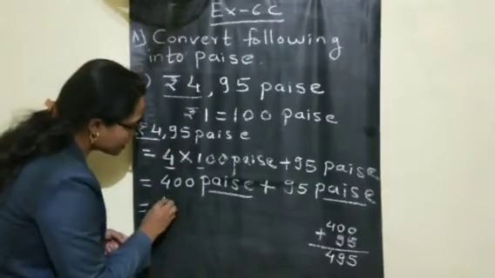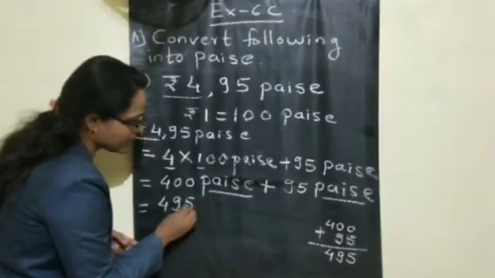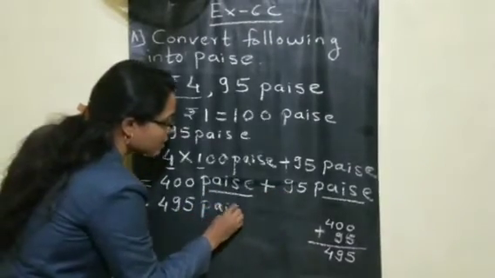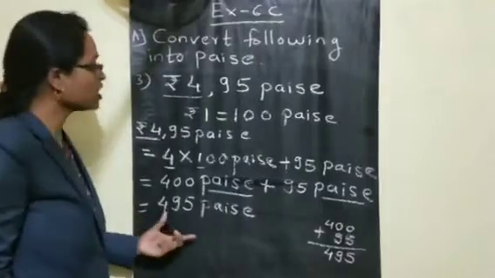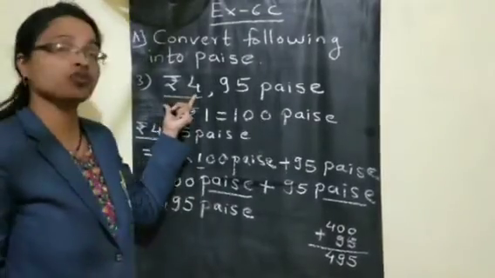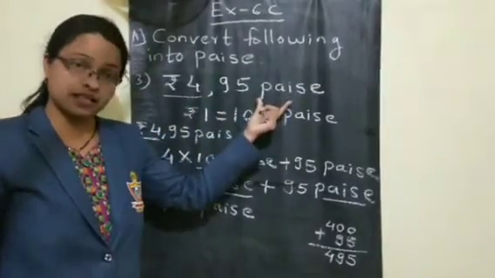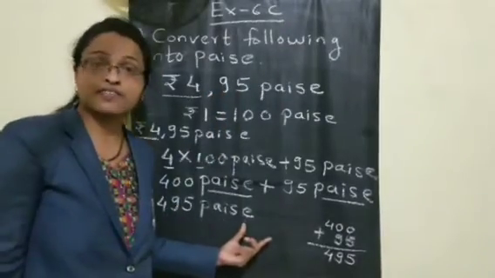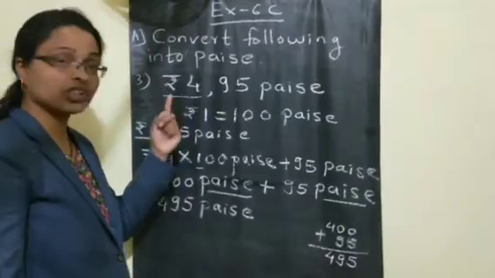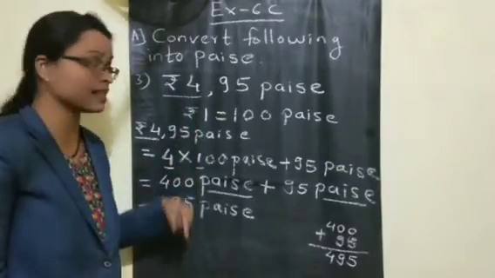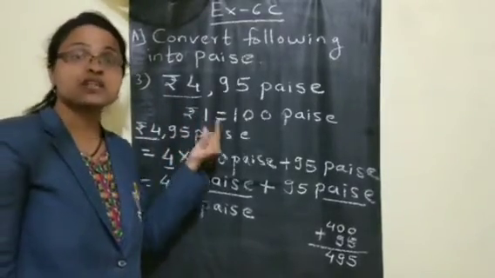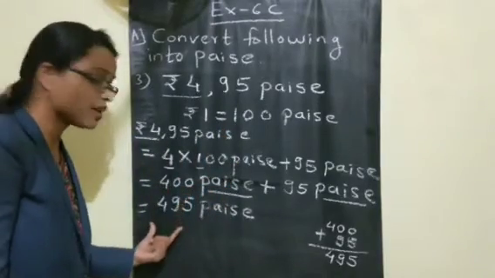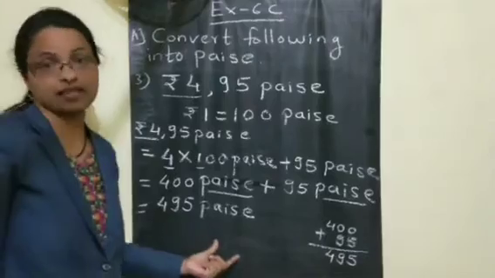So you can write here 495. What is the unit now? Paise. Because in which unit are we converting now? Paise. So here we understood rupees 4 95 paise. After converting, we are getting 495 paise. Because the question is convert into paise. Now here when it is given rupees and paise together, after doing all the steps, we have converted into paise.